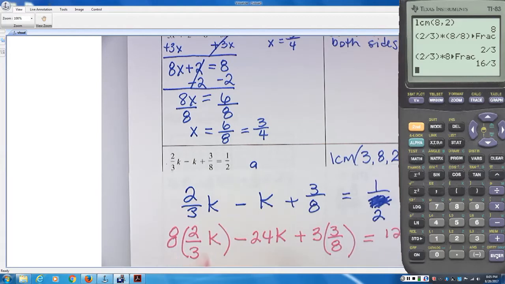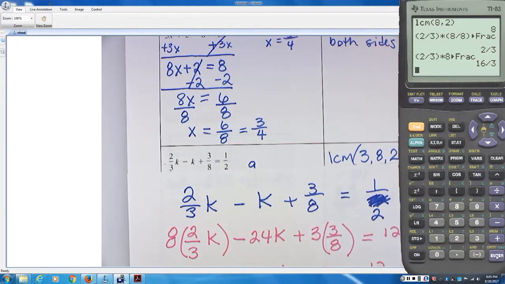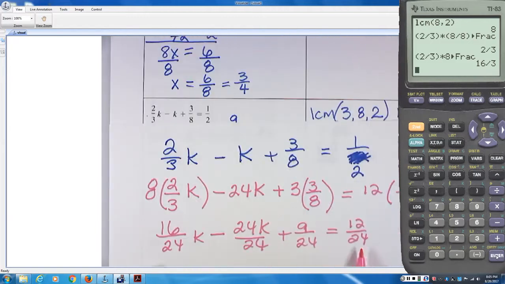So then what I've got here is 8 times 2 is 16 over 24, minus 24k over 24, plus 9 over 24, equals 12 over 24. Now this is all equivalent fractions at this point, but all the denominators are the same. So you just skipped a step originally. I originally skipped a step, okay?